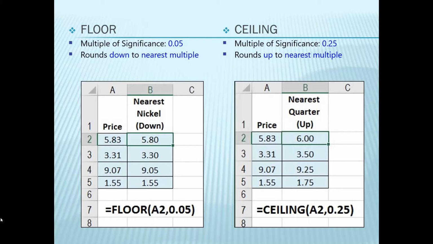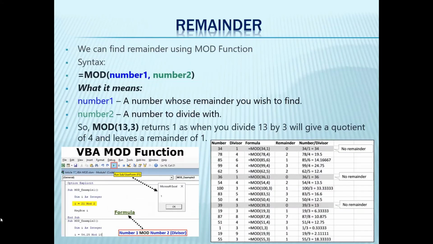Similarly, the CEILING function rounds up to the nearest multiple of a certain significance. For 5.3 and a significance of 0.25 using the CEILING function, the value becomes 5.5. There are many examples. We will learn about this in the video. Now the remainder function. As we all know, the remainder function will give us the remainder. It is also known as the MOD function. The syntax is equal to MOD, where the first argument is the number, and the second is the divisor by which we want to divide.